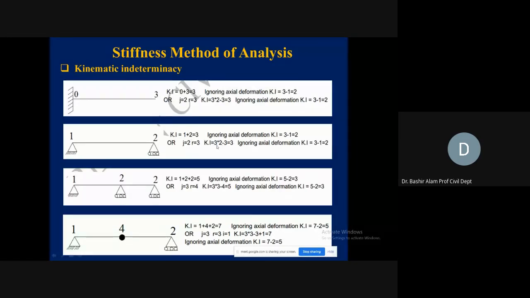So this is 3j minus r. It is giving you 3, which is exactly what we did by observation. And then ignoring the axial effects, minus the number of members. So this is equal to 2. So again, if you see, this 2 is matching with this 2 and 3 is matching with this 3. So it means our observation and our equation are working perfectly.